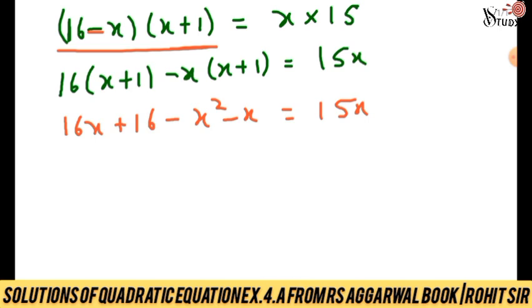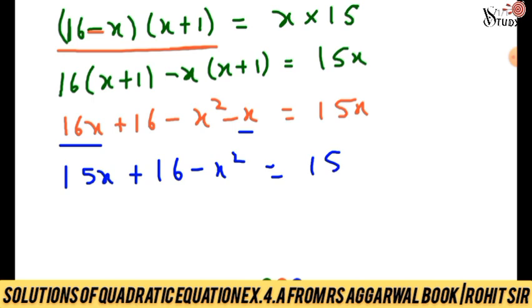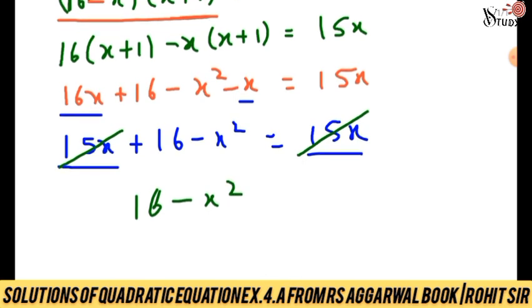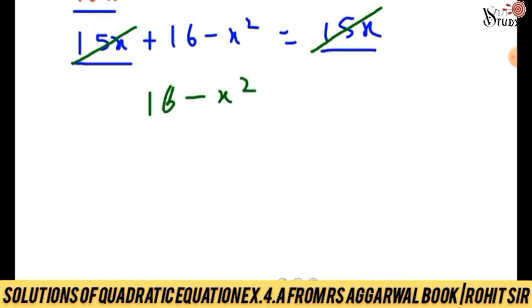Now when this and this are subtracted, we have 15x plus 16 minus x square is equal to 15x. 15x in the right hand side and 15x in the left hand side have the same sign on both sides, so they cancel each other out. Now we have 16 minus x square is equal to 0.